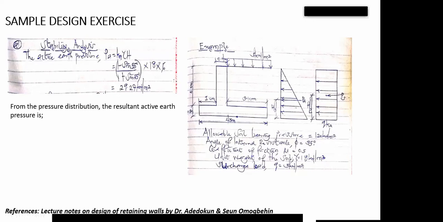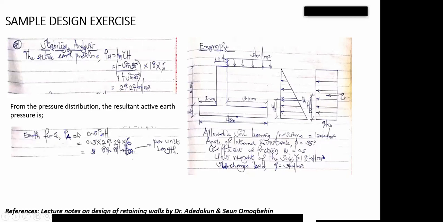Now, from the pressure distribution, we can get our resultants. How do you get your resultants? You take the area of the triangle. If I take the area of the triangle, obviously that will be what?